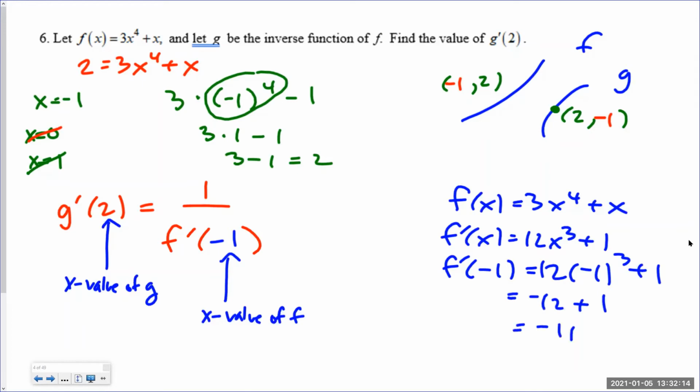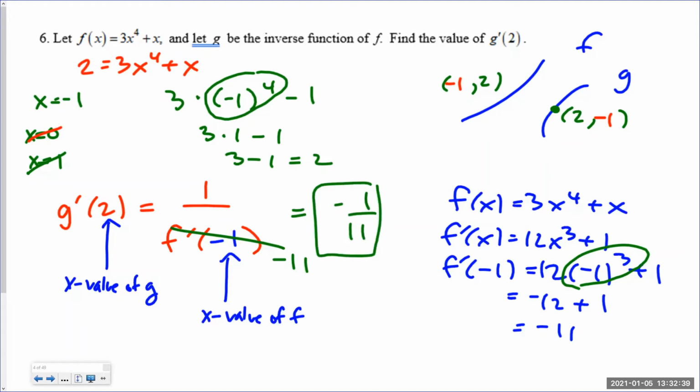Be very careful. What a lot of students do wrong here is they multiply the 12 and the -1 together, and then they raise it to the 3rd power. Do you see that that's the wrong order of operations? You need to do exponents before multiplication. This is -1. So what that means is this right here is not -1, it's -11. So your answer, guys, is -1 over 11.